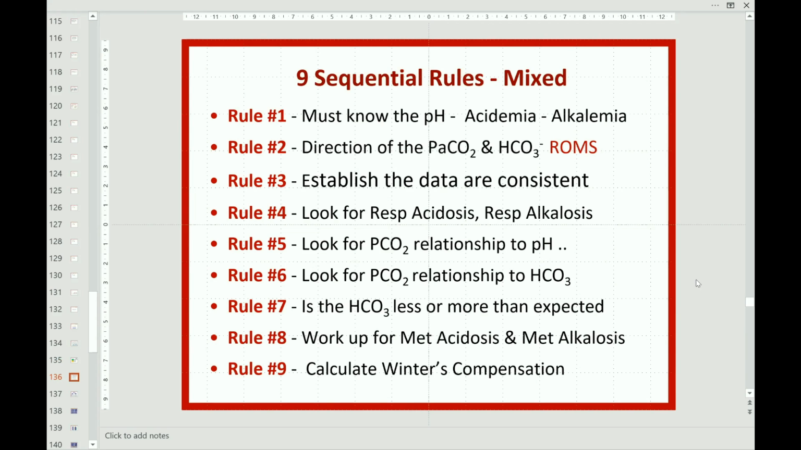So just as we had those rules there, we have more or less the same rules. First look at the pH and then decide acidemia or alkalemia. The pH tells only about the blood. Then see the direction of PaCO2 and bicarbonate. Then establish the consistency of the data. Those three are completely the same as what we did in the previous exercise.